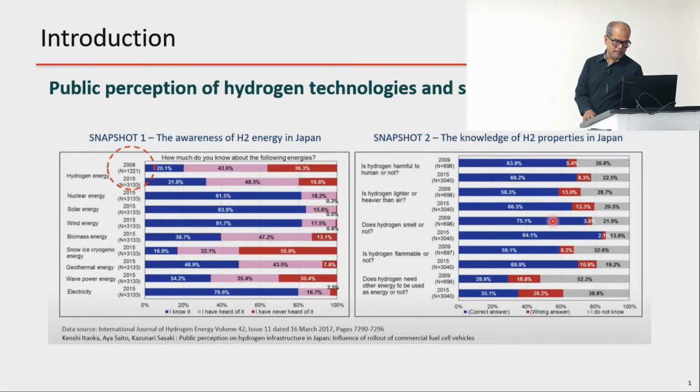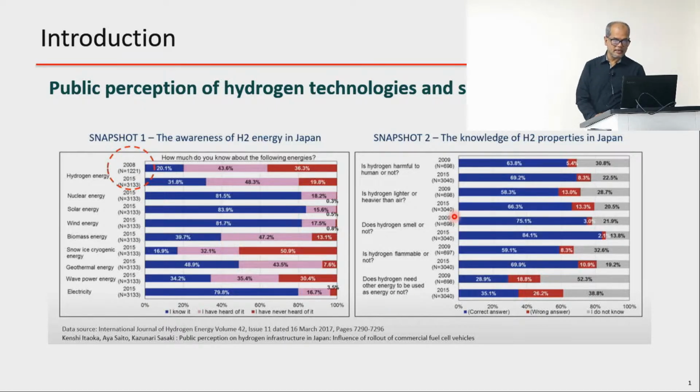So again, in terms of more details about hydrogen, what they are finding. They're asking whether hydrogen is harmful to humans or not. Is hydrogen lighter or heavier than air? Does hydrogen smell or not? Is hydrogen flammable or not? Does hydrogen need other energy to be used as energy or not?